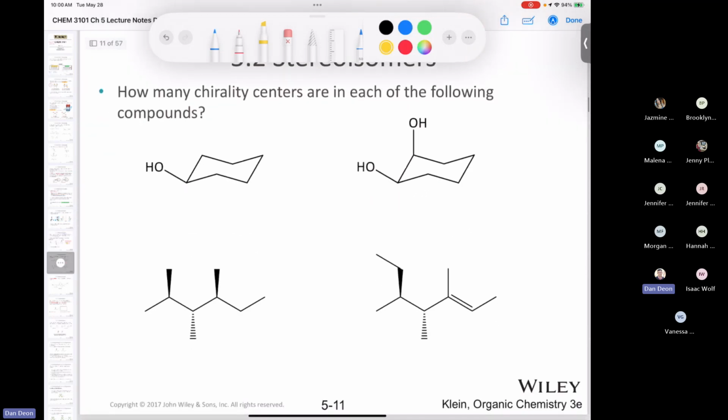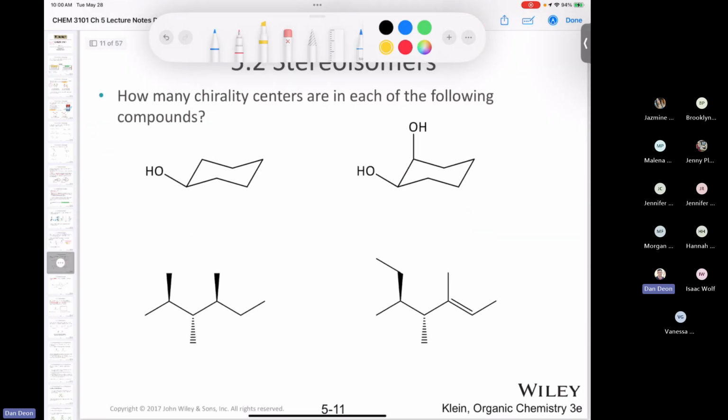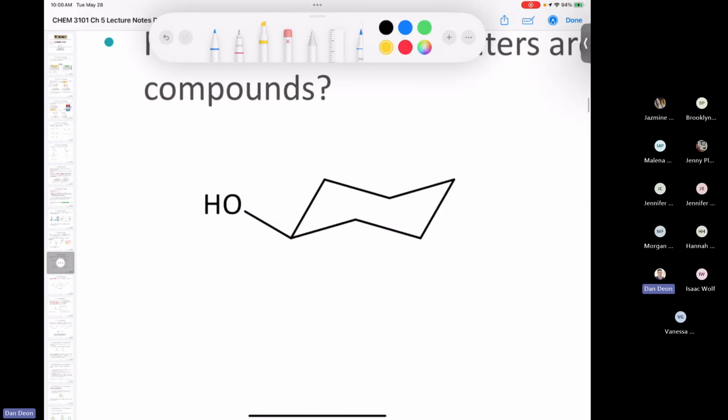So it says how many chirality centers are in each of the following compounds. So we'll start with this compound here. This is just cyclohexanol. Keep in mind that there's a hydrogen in the axial position here. So are there any chiral centers in this molecule? The answer is no. So here there are no chiral centers, no chiral carbons.